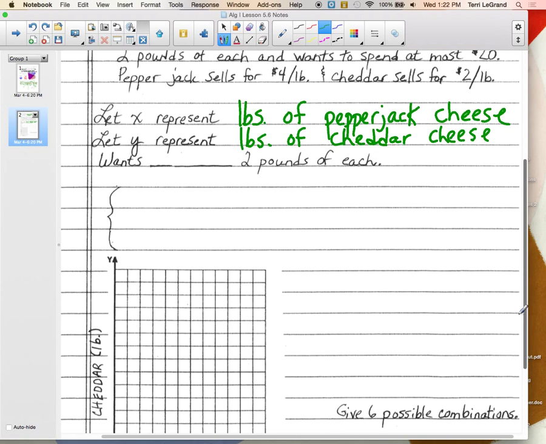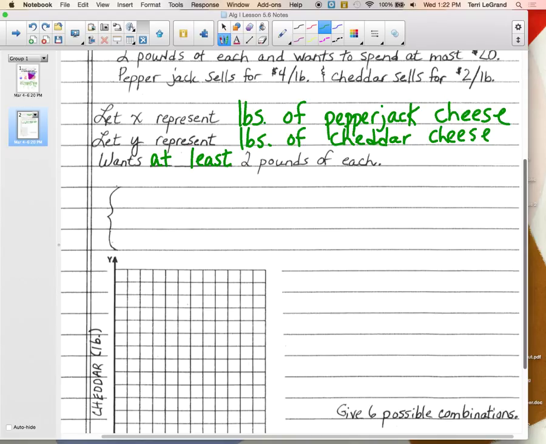Well, let's also make note of, she wants how much? At least 2 pounds of each. Okay, little hint, this one's going to have 3 inequalities in it. It's going to be a busy graph.